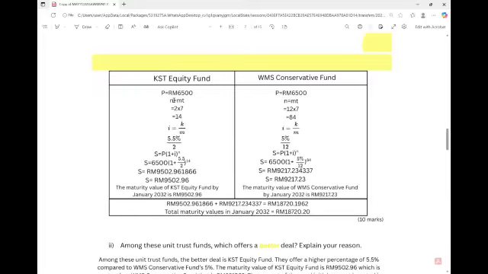P, RM6,500. So, we should find N. N equal to 2 darab 7. 2 ialah M, 7 ialah T. So, kita darab, kita dapat 14. So, next kita cari I. I equal to K per M. So, K ialah 5.5%, M ialah 2. So, kita kekalkan dalam bentuk macam ni sahaja.